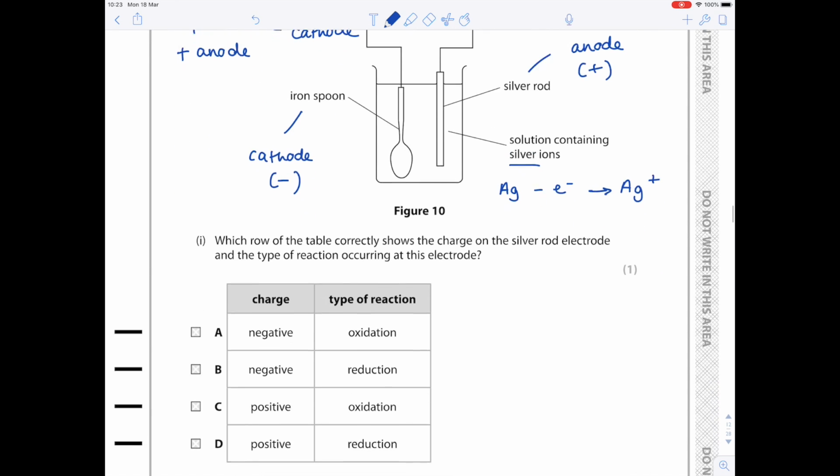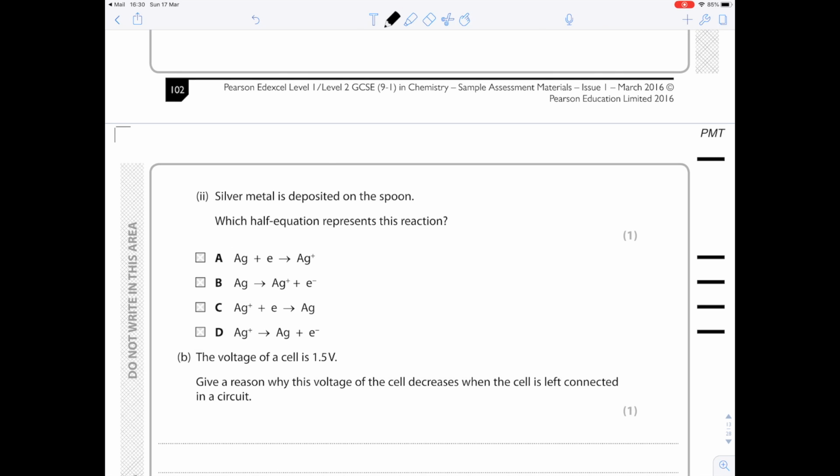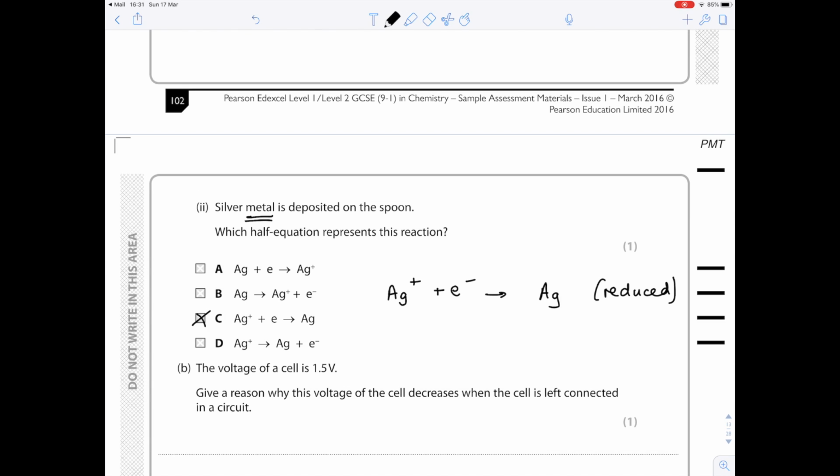So if we look at the options, we're looking for the silver rod being positively charged because it's the anode, and we know that oxidation is occurring here. So the answer here is C. Silver metal is deposited on the spoon. Which half equation represents this equation? So silver metal, so not an ion, silver metal is being deposited, which is why it's on the right hand side. It's being produced from silver ions, and they have to gain electrons, so be reduced in order to do that. Look down the list and see which option matches that, and you will see that the answer here is C.